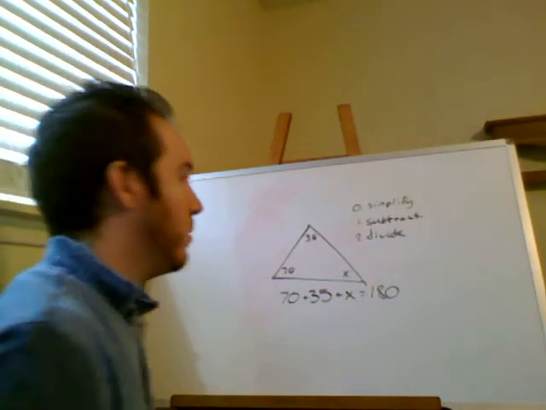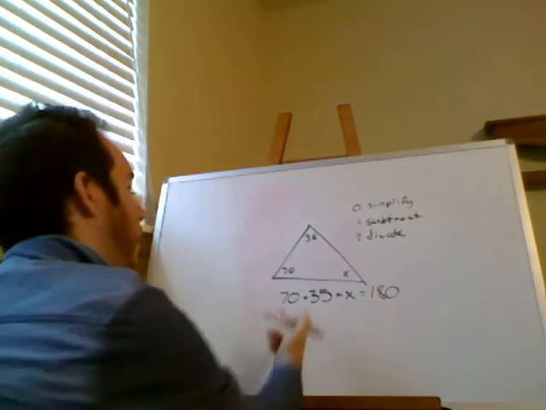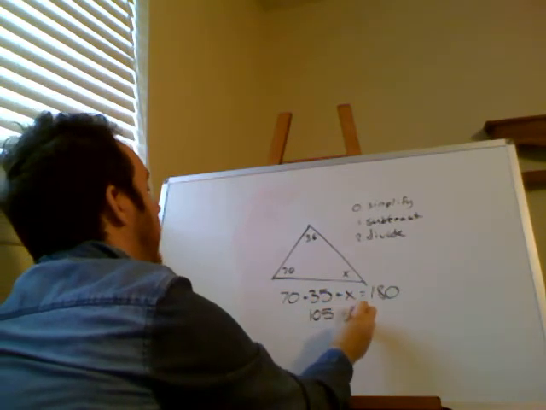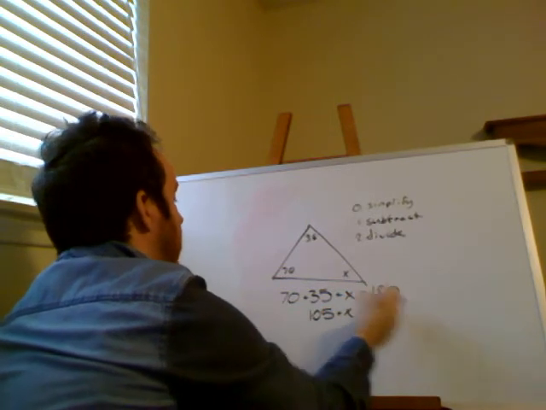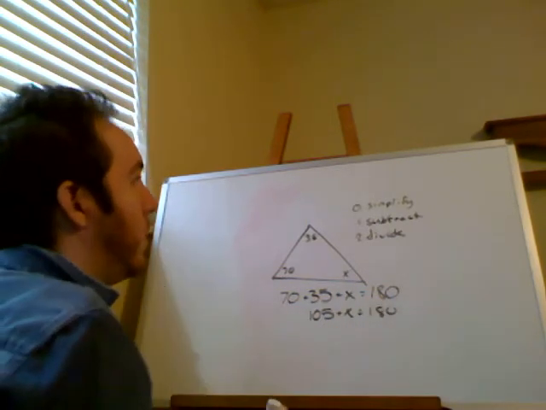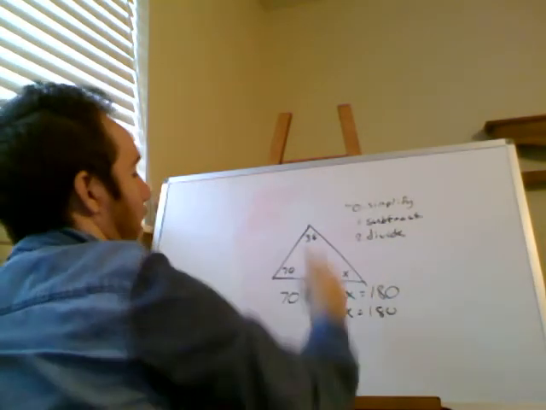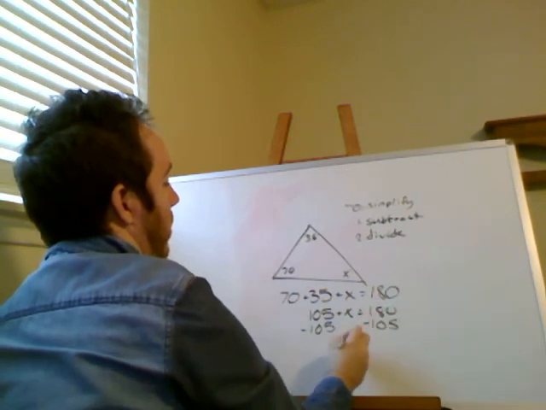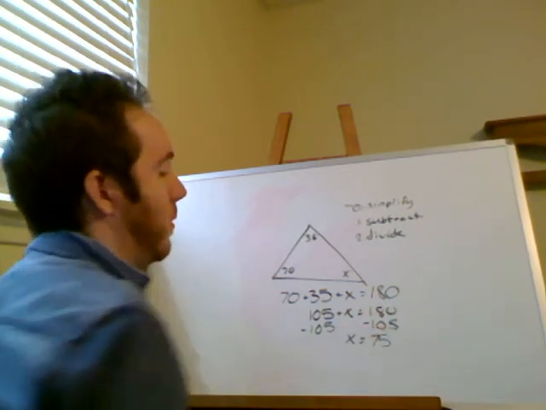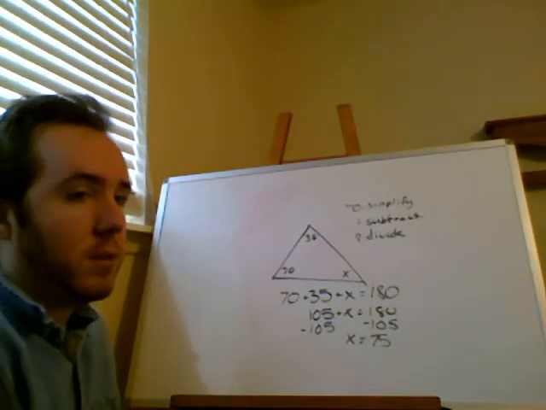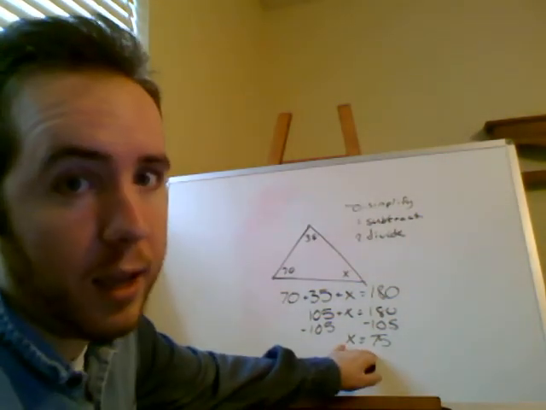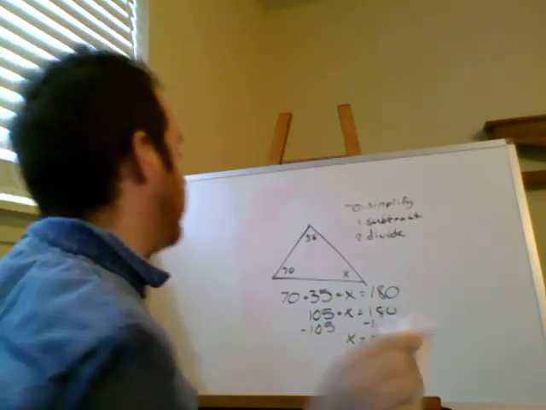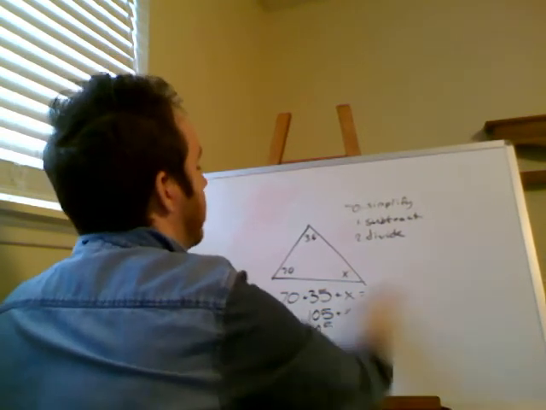Okay? So, for example, here we see 70 plus 35. We're going to simplify it to be 105 plus x equals 180. We simply added my two values to get this new one. Now we simply subtract to get x by itself. And 180 minus 105 is 75, giving me my answer. So the answer to question number 1 is 75. Okay? So that's clear enough.